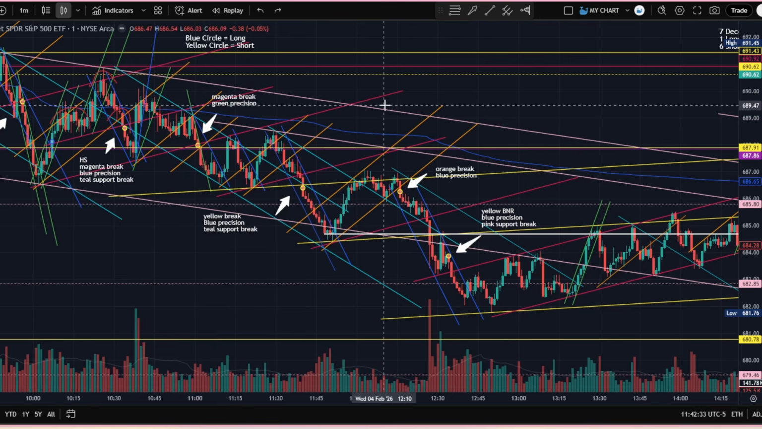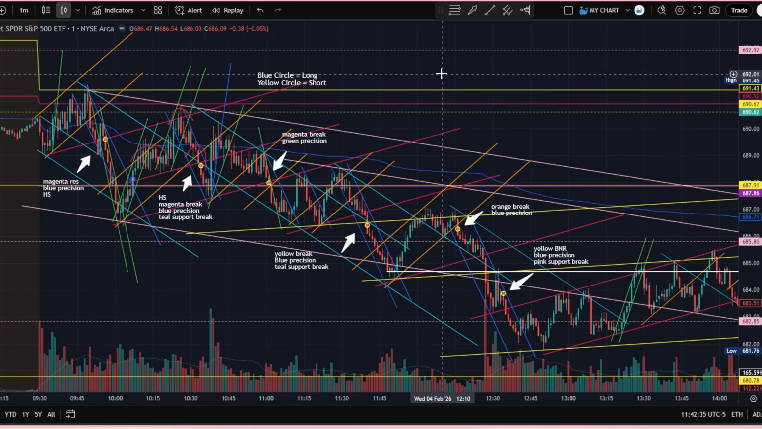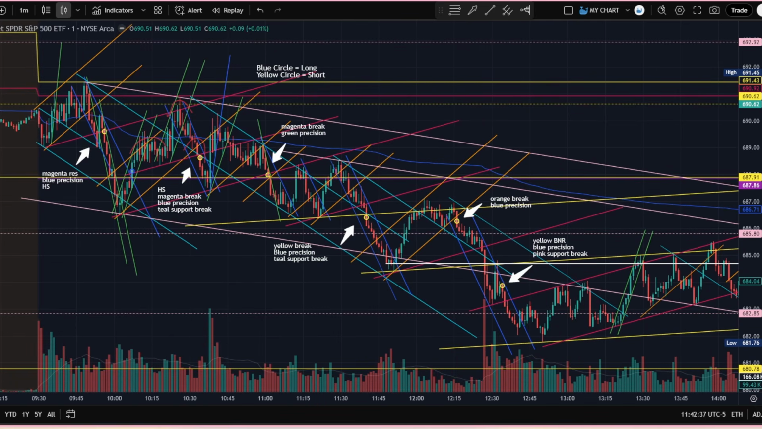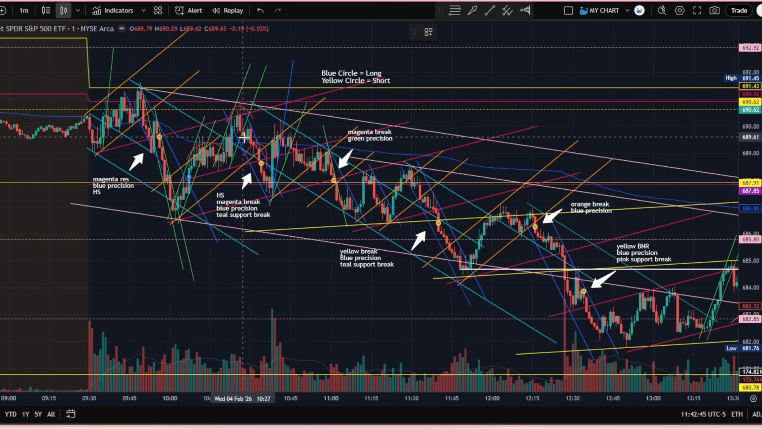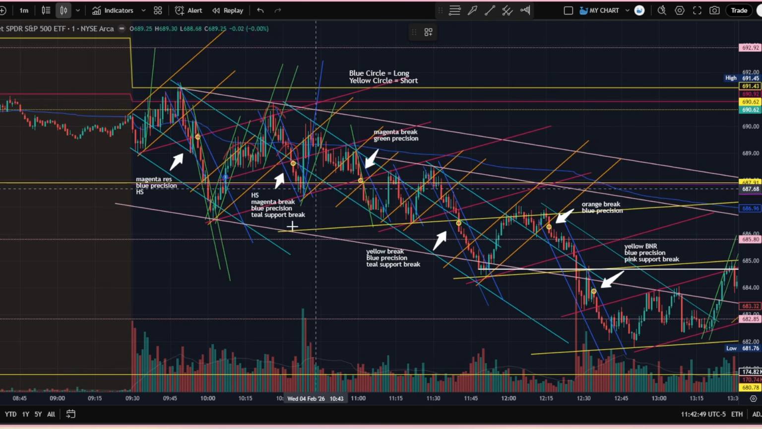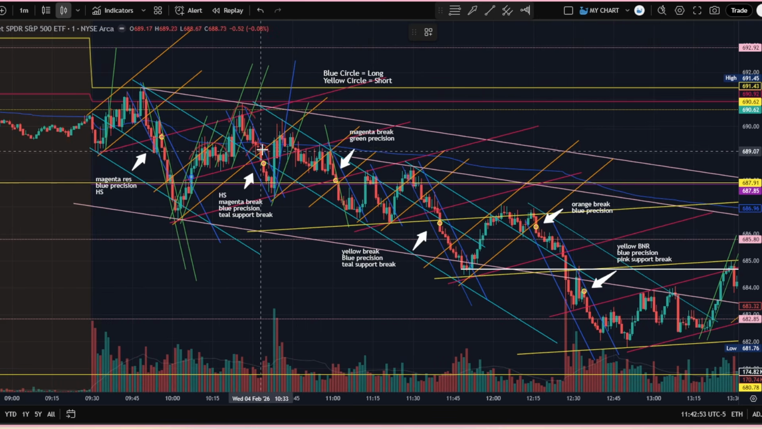So another question I was asked, when is it a proper time to take an earlier position than just the maybe the main algos like magenta and yellow, right? So if you wanted to take a starter position, you need to see a stronger imbalance in price. You don't want to see precision appearing right at the end, right?